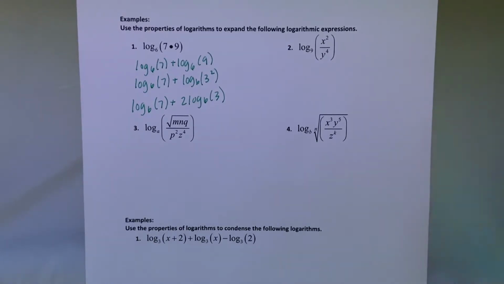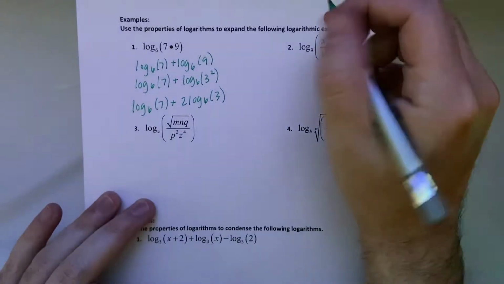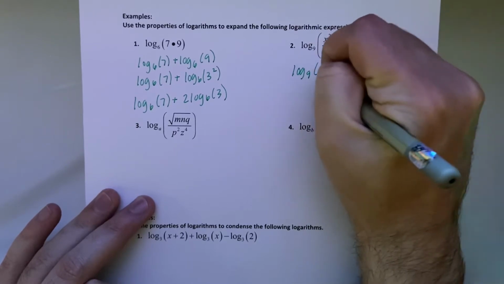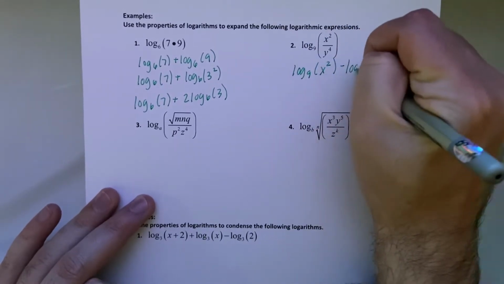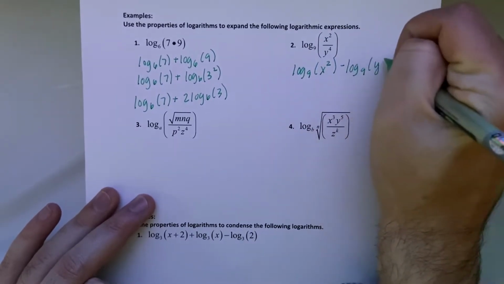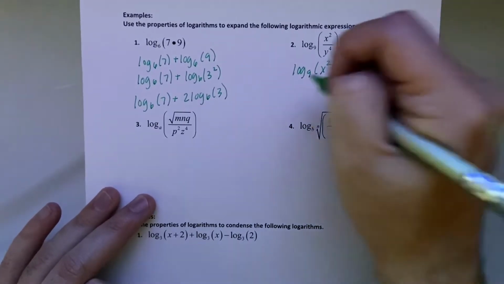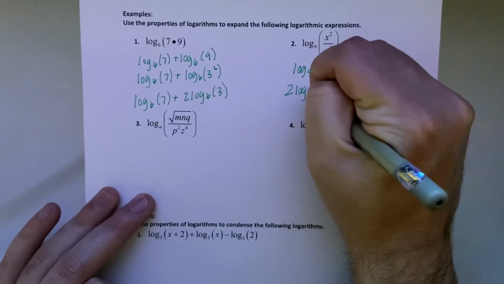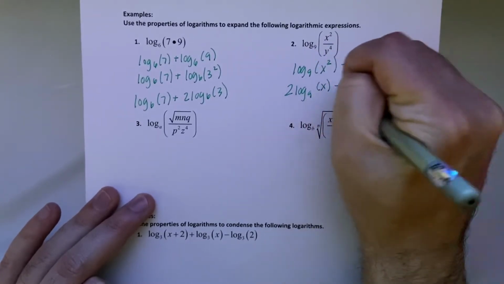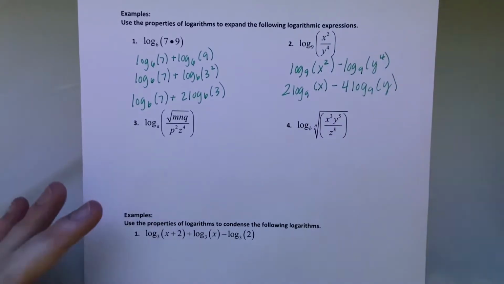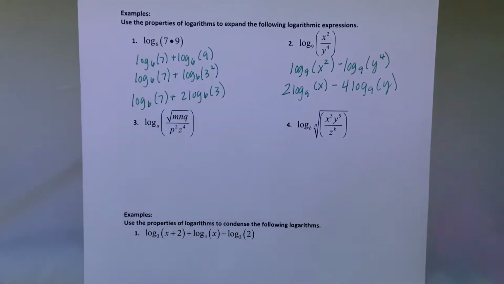Let's look at number 2 as well. Division becomes subtraction. Log base 9 of x squared minus log base 9 of y to the 4th. And both of these have exponents that can come down front: 2 times the log base 9 of x minus 4 times the log base 9 of y. So relatively simple, all things considered. We'll do one more.